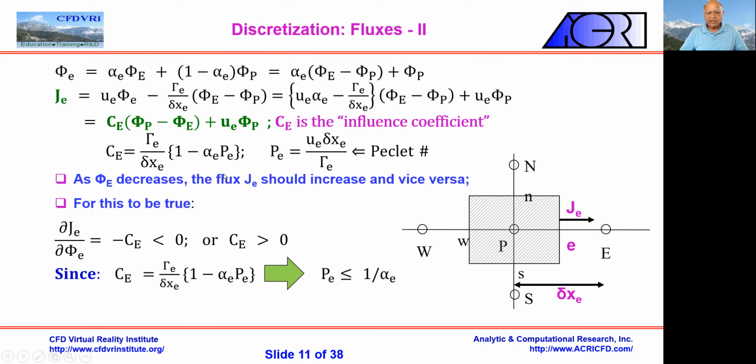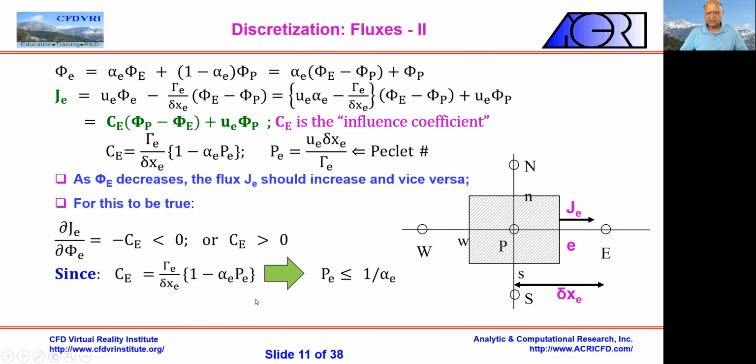When we look at this, we find that that's not always the case. There is a CE multiplying phi P minus phi E. So let's take the gradient of JE with respect to phi E to see what is going on. This shows that the gradient is minus CE. That means the variation at this point is minus the coefficient that we computed. Since the coefficient was this quantity and we wanted it to be negative, you can take this as an exercise today: what this would imply is that the Peclet number must be less than 1 over alpha E for this to be true.